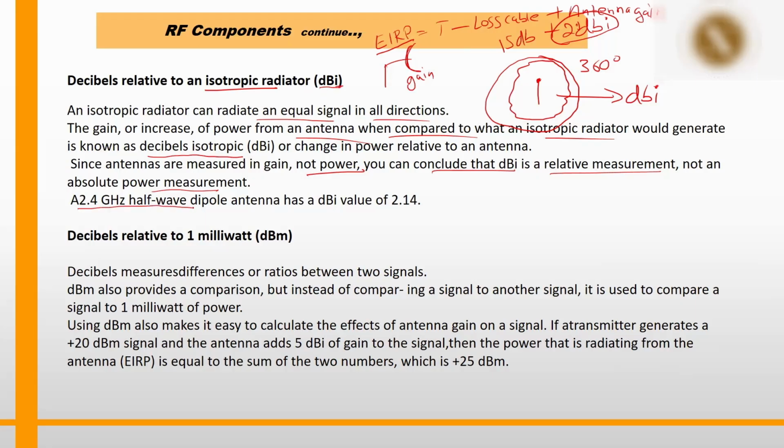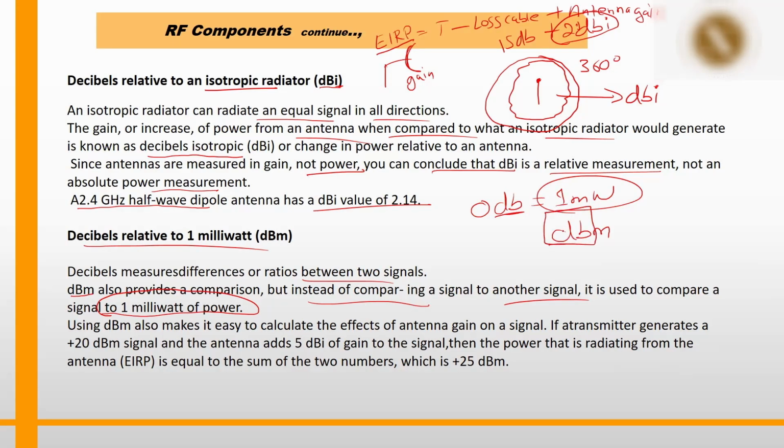A 2.4 gigahertz half-wave dipole antenna has a dBi value of 2.14. Now let's see decibels relative to 1 milliwatt. Decibels measure differences or ratios between two signals. Decibels with respect to a milliwatt also provide a comparison, but instead of comparing a signal to another signal, it is used to compare a signal to 1 milliwatt of power. When you compare a signal with 1 milliwatt of power, for example, 0 dB is equal to 1 milliwatt, right? So when you are referring dB in terms of milliwatt, then you say dBm.